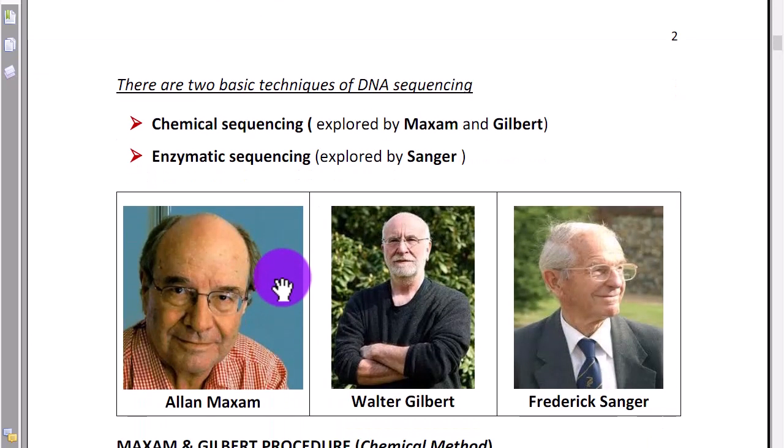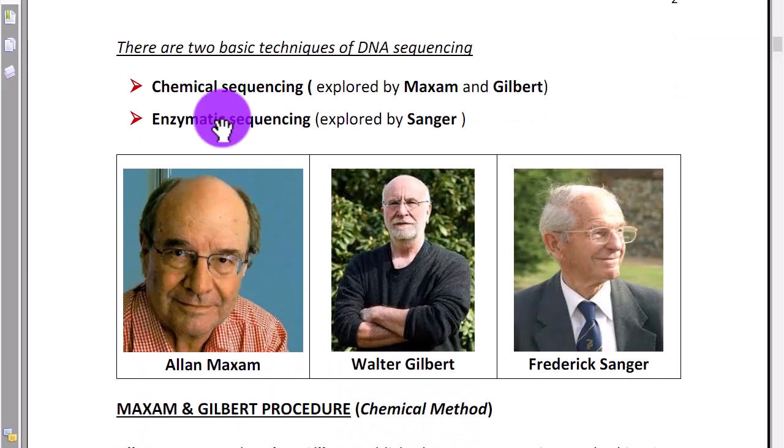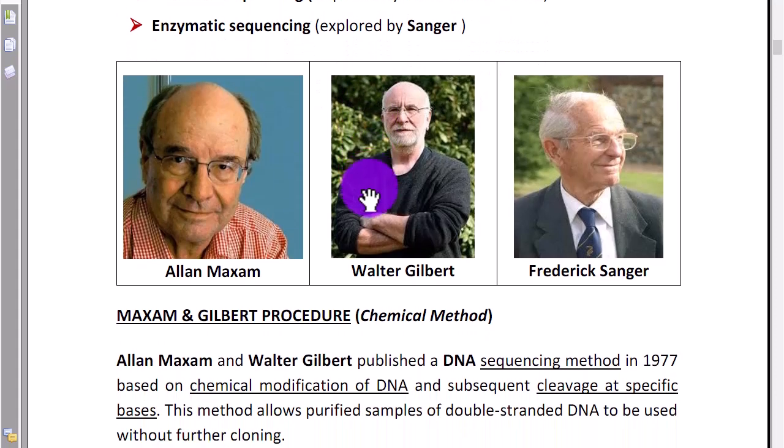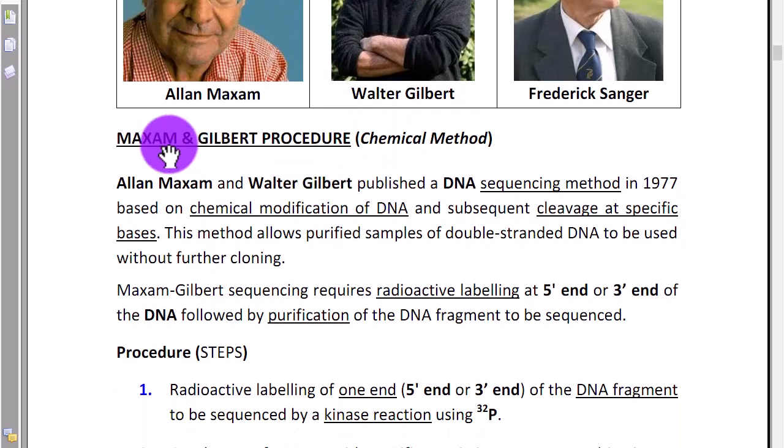There are 2 basic techniques of DNA sequencing: chemical sequencing and enzymatic sequencing. Chemical sequencing was explored by Maxam and Gilbert. Enzymatic sequencing was explored by Sanger. This is the Maxam-Gilbert procedure, the chemical method.